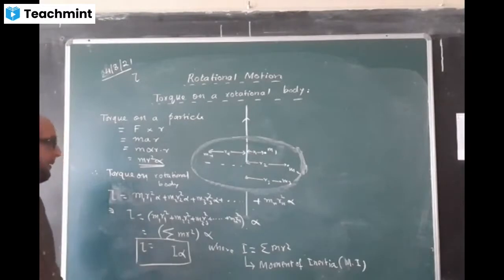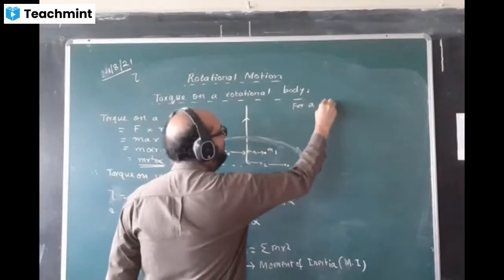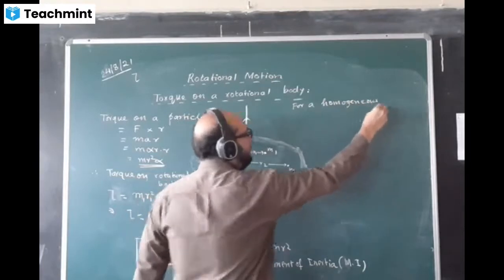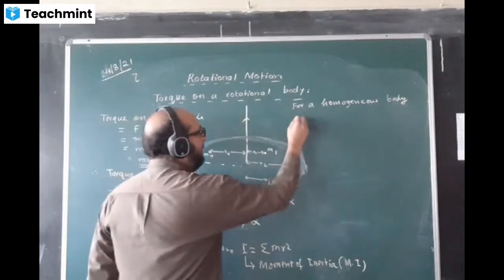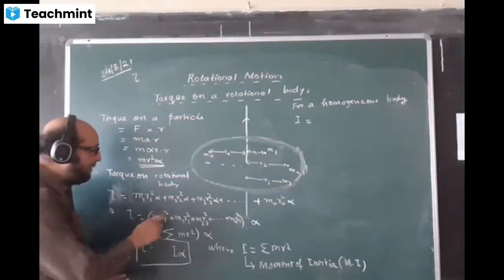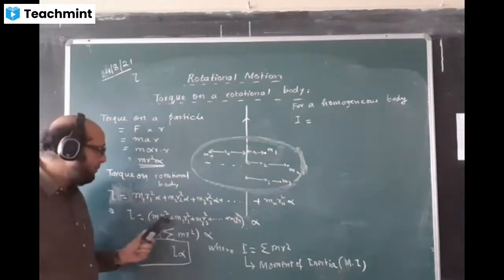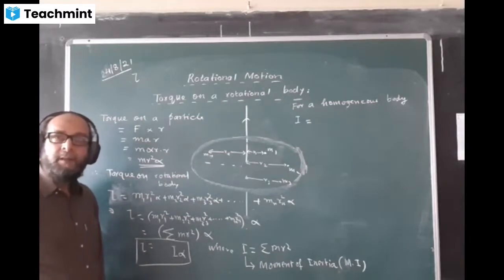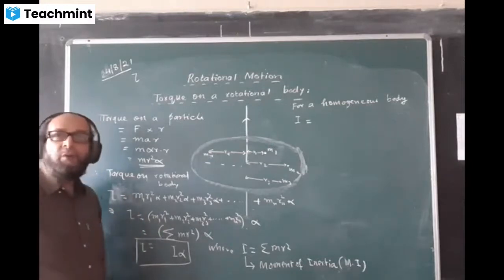Now, you can just write down here, for a homogeneous body, I equal to, what is I actually? This thing, m1 r1 square, m2 r2 square, m3 r3 square, this is called moment of inertia. This quantity is sigma m r square.